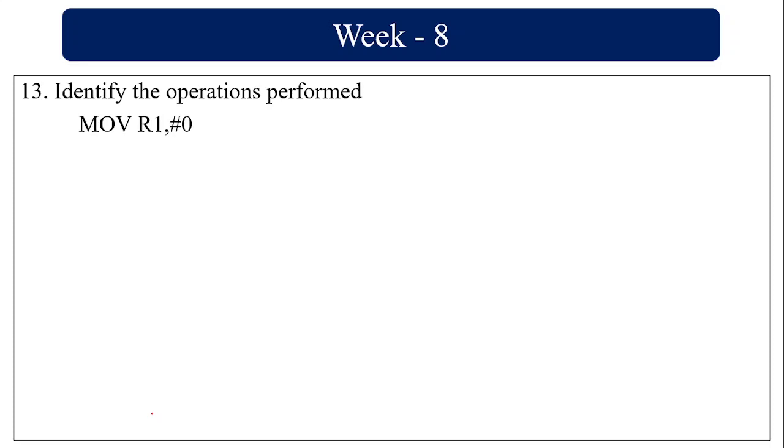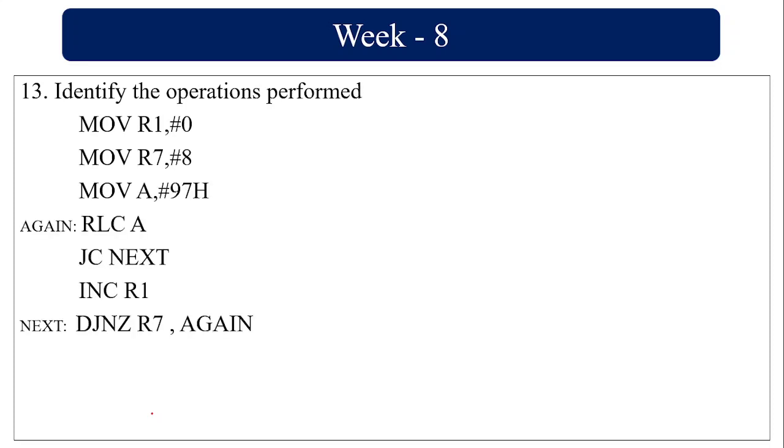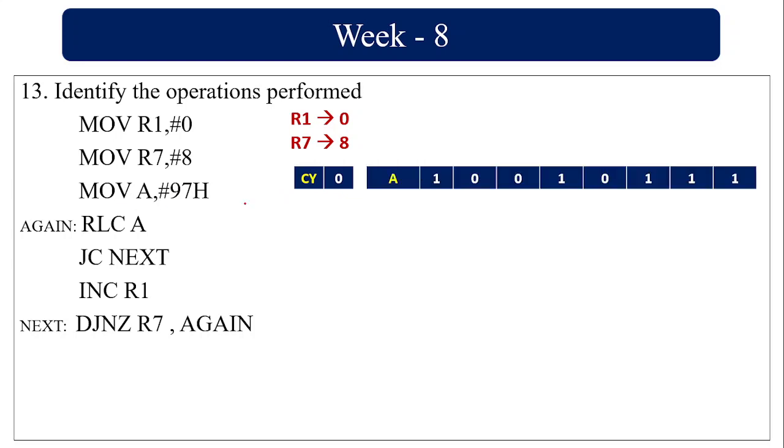Identify the operations performed. So here they have given this program. MOV R1, #0, R7, #8. So R1 and R7 data is 0 and 8. We will be considering initially your accumulator as 0 and MOV A, #97. So this is 97 here.